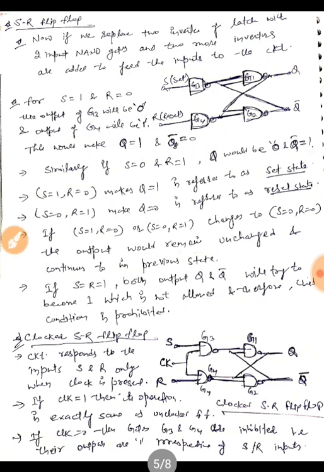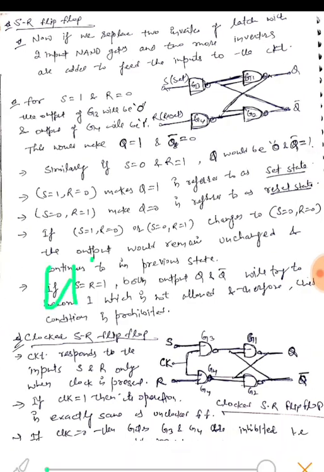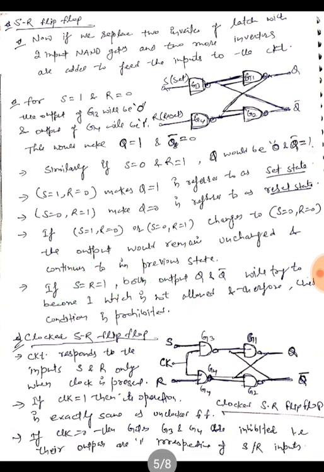So the state would be changed only when our clock signal is high. So this is the difference between a simple SR flip-flop and the clocked SR flip-flop. We can feed the data into the flip-flop according to the clock pulse. If we provide a high pulse, then only the state change will take place.